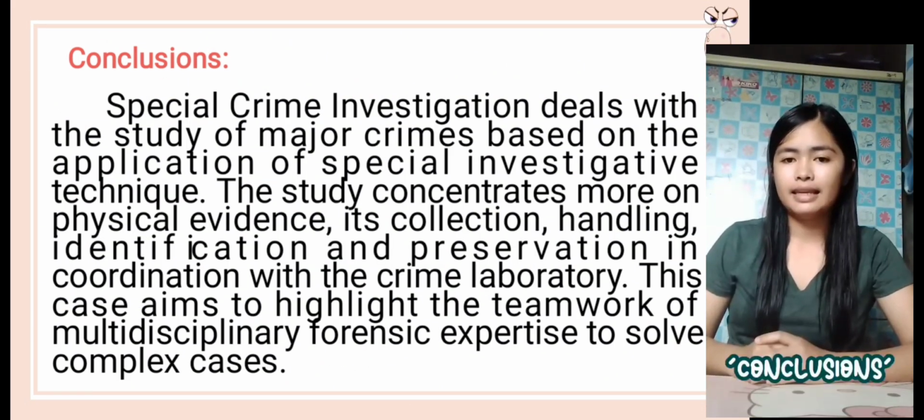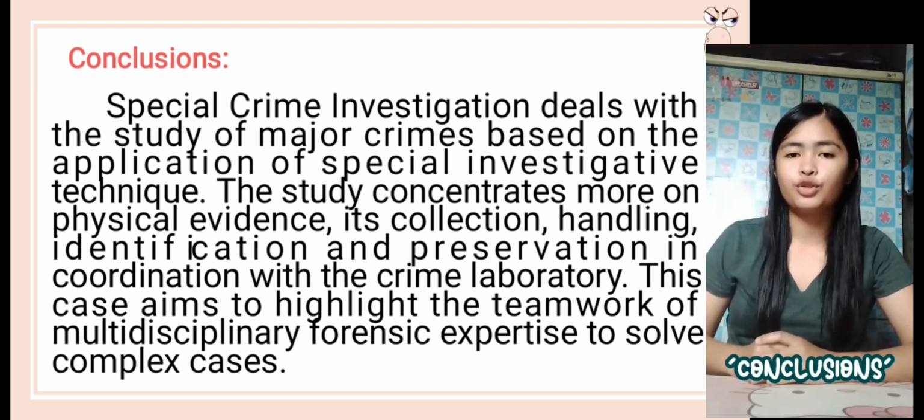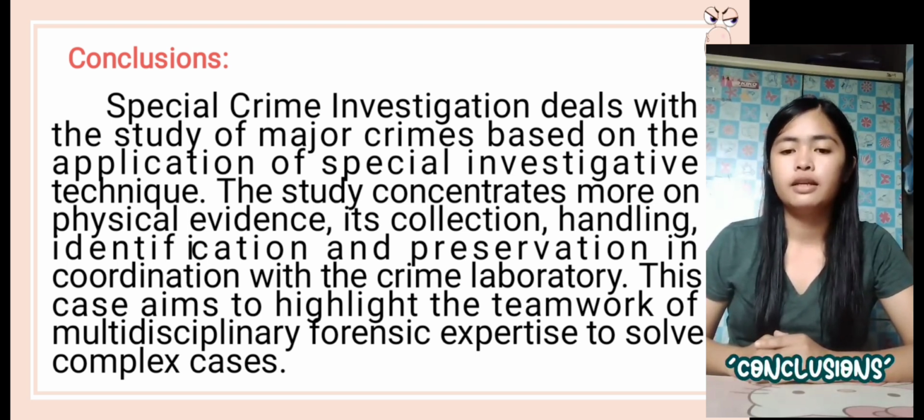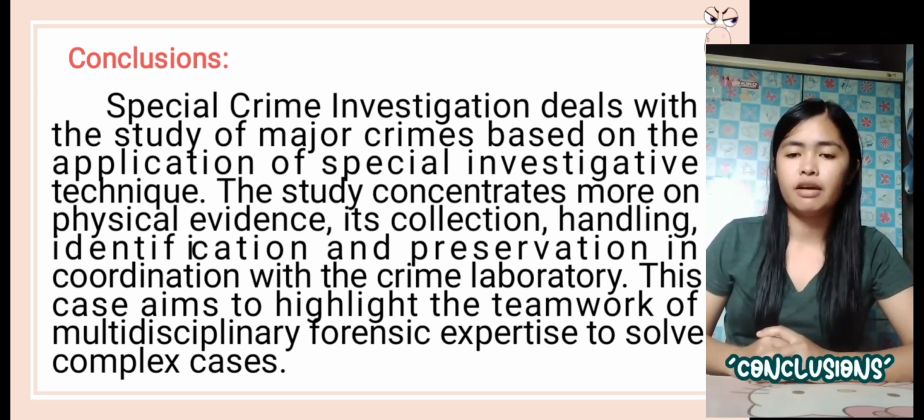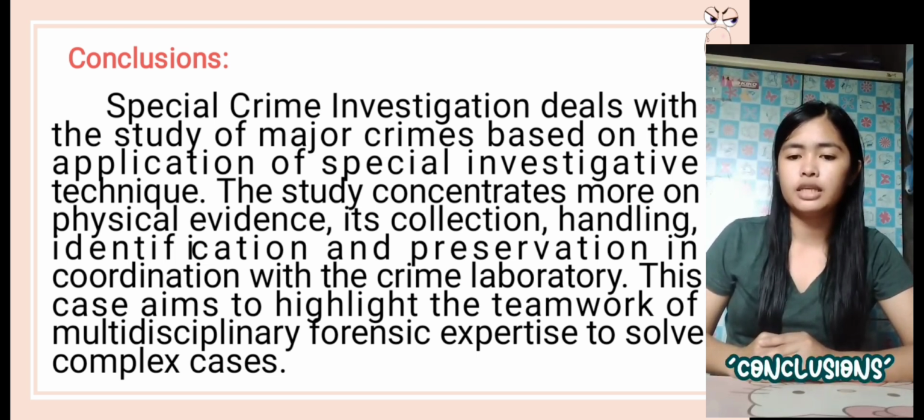So, last is conclusions. Conclusions of special crime investigation. So, special crime investigation deals with the study of major crimes based on the application of special investigative techniques. The study concentrates more on physical evidence, its collection, handling, identification, and preservation in coordination with the crime laboratory.